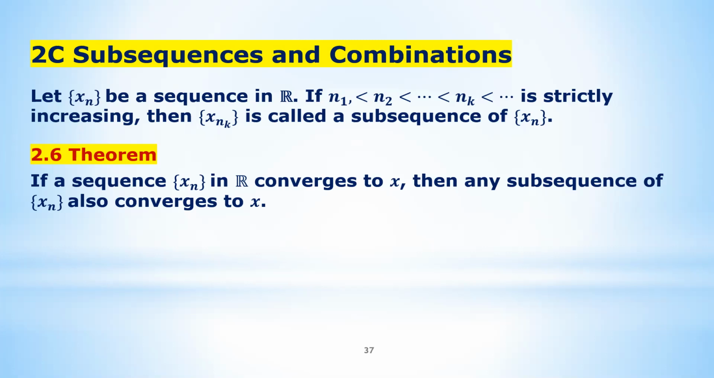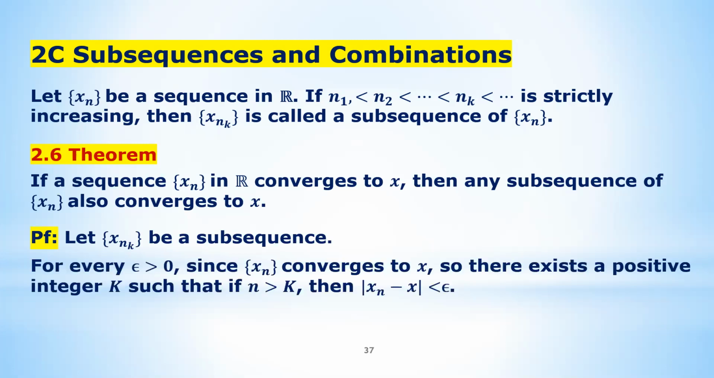Now the proof of this is very simple. Let's say that x_{n_k} is a subsequence. First we use the assumption, which says that x_n is a converging sequence, converging to x. So I use the definition to write down the result. For every epsilon, there exists a positive K such that if n is greater than K, then the absolute value of x_n minus x is less than epsilon.